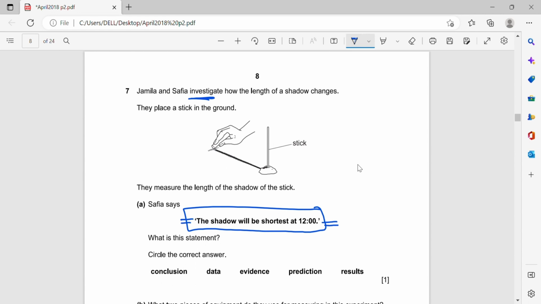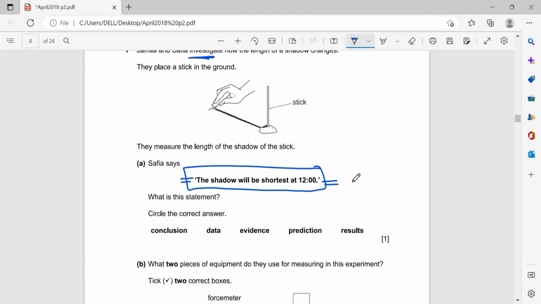What is this statement? This question comes up a lot. At the beginning of the investigation, I say this might happen, or this will be the shortest, or whatever will happen. This statement is actually a prediction. She is predicting, and a prediction might be right or wrong at the end, after you make the observations and collect the evidence. So this statement is a prediction.